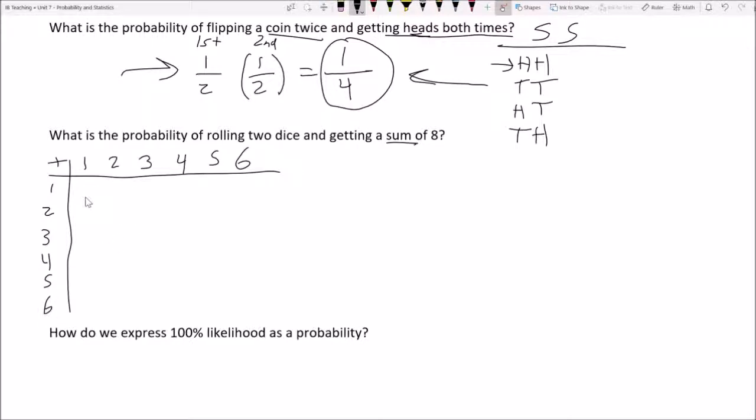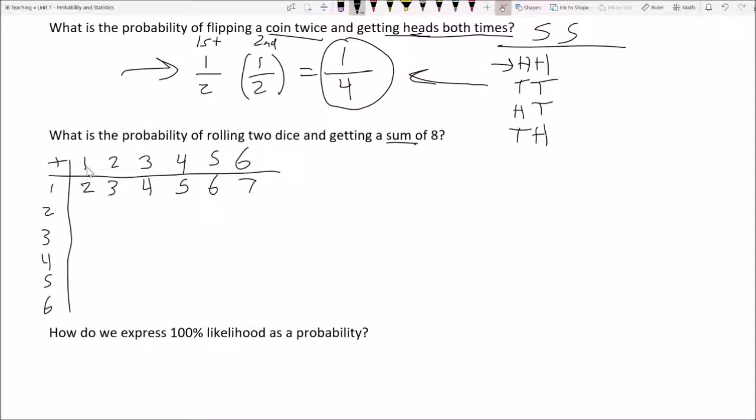So this first spot in the array, that would be like getting a 1 on both die. 1 plus 1 is 2. Right here, this is like getting a 2 on one and a 1 on the other. So that would be 3. A 3 and a 1, add those together and get 4. A 4 and a 1, add those and get 5. A 5 and a 1, add those together and get 6. A 6 and a 1, add those together and get 7.